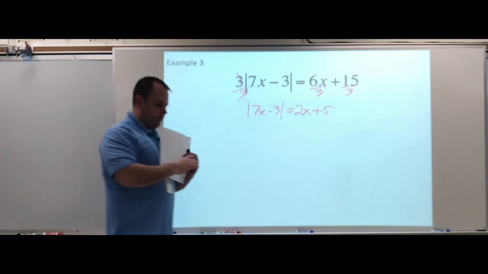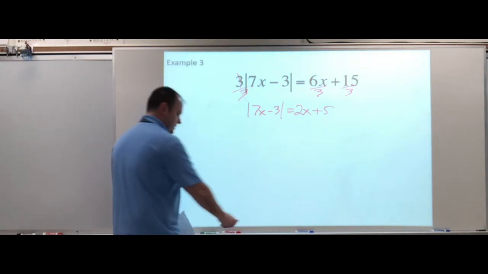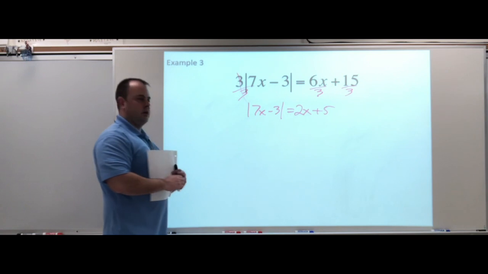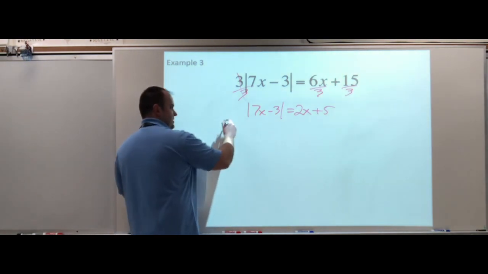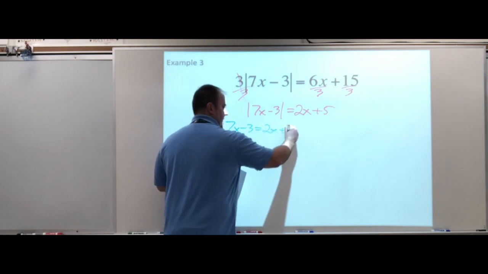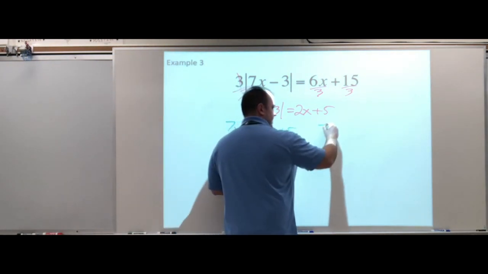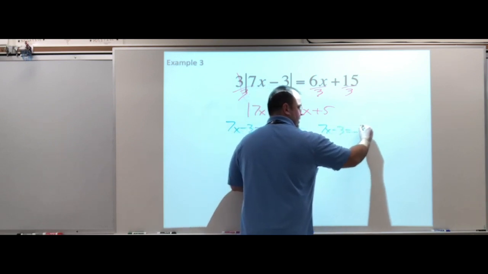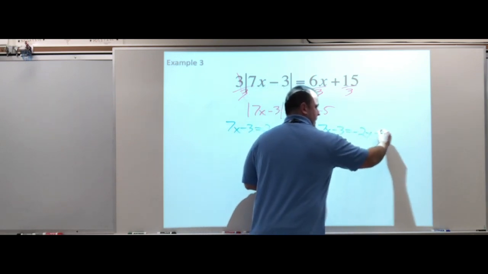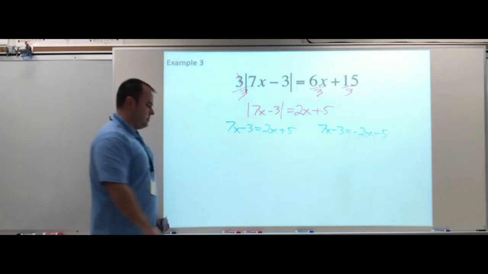Okay, so just some basic division, we get 2x plus 5 on that side. Now we rewrite this, both pieces are going to become negative, just like before. 7x minus 3 equals 2x plus 5. That's our basic standard one. Then we have 7x minus 3 equals negative 2x minus 5. Okay, so now we just have to do some basic solving.